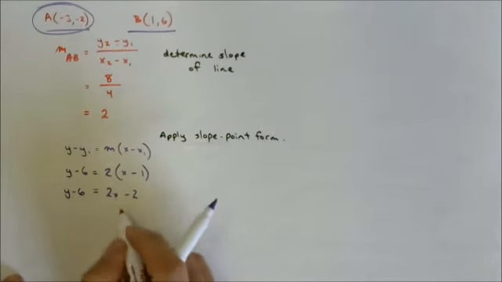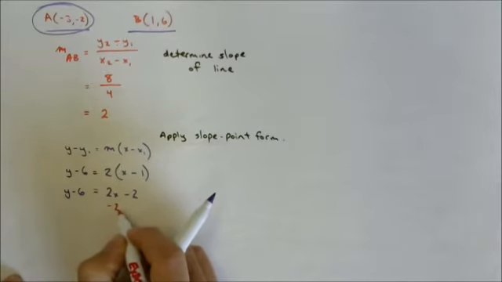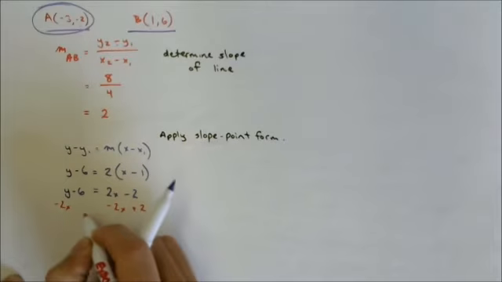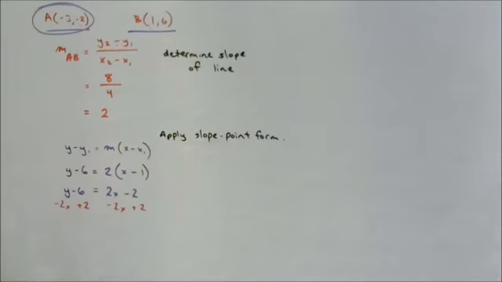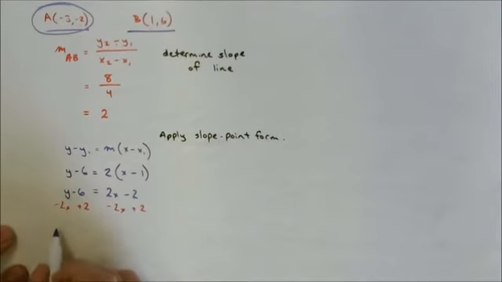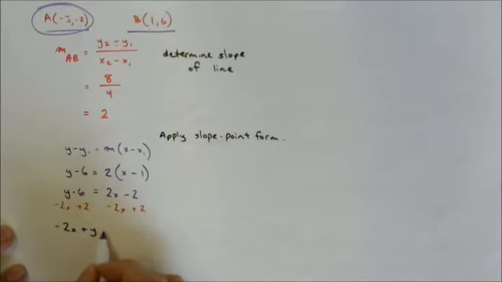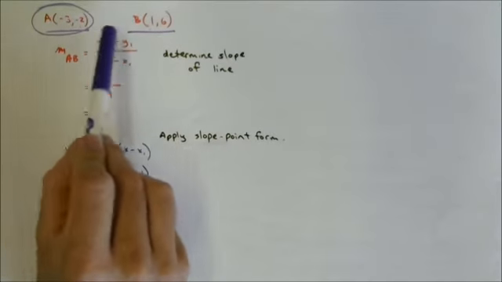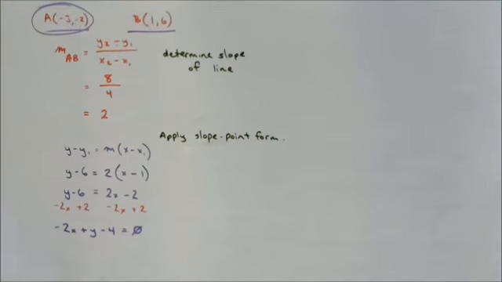So I'm not always going to write this step, but what does that mean? I'm going to subtract 2x from both sides, and I'm going to add 2 to both sides. So on the left, I end up with negative 2x plus y minus 4, and on the right, I have 0. And that is in standard form. That's the line that goes through A and B. First find the slope, then apply point slope form.